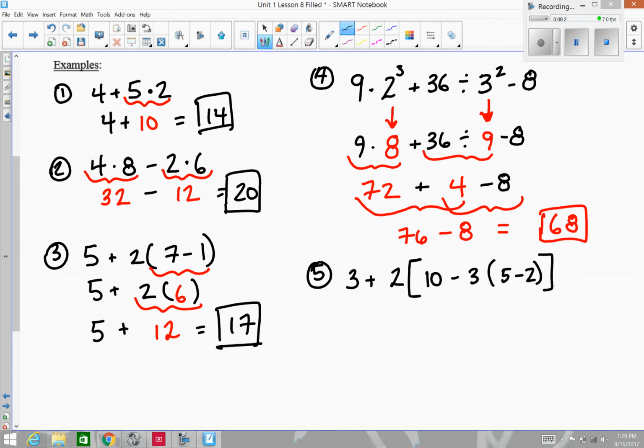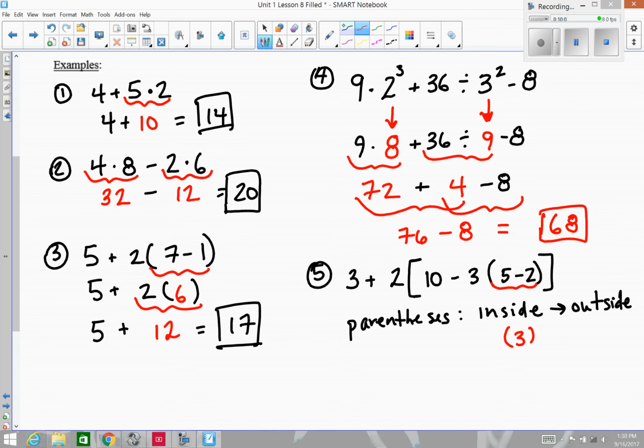So here we have 2 sets of parentheses, and when we have more than one set of parentheses, we want to work from the innermost to the outermost. So for parentheses, we want to work from the inside to outside. My innermost parentheses are the 5 minus 2, so I want to evaluate that first. 5 minus 2 is going to be 3.